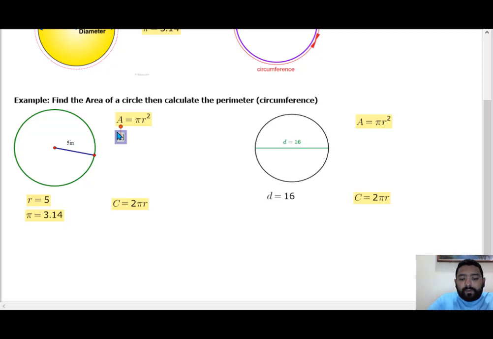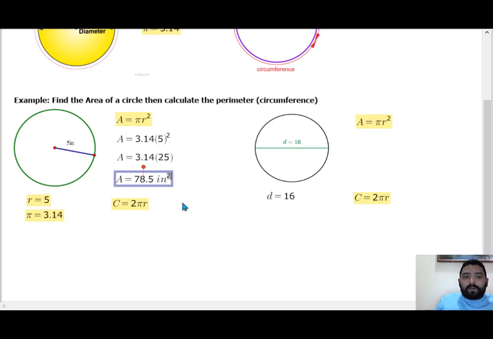So what do you have to do? Replace values. The value for pi is 3.14, and the radius is 5, so we put 5 to the second power. Remember, it's not 5 times 2, it's 5 multiplied by 5. So you put 3.14 times 25, since 5 times 5 is 25. Then you multiply 3.14 times 25, and you will get 78.5 inches to the second power.